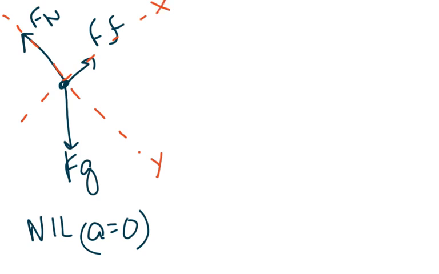The rule is that the y-axis is perpendicular to the surface, which means it will go along my normal force. And the x-axis is parallel to the surface, which means it's going to go along my frictional force, because my frictional force is always drawn parallel to the surface, and my normal force is always drawn perpendicular to the surface.